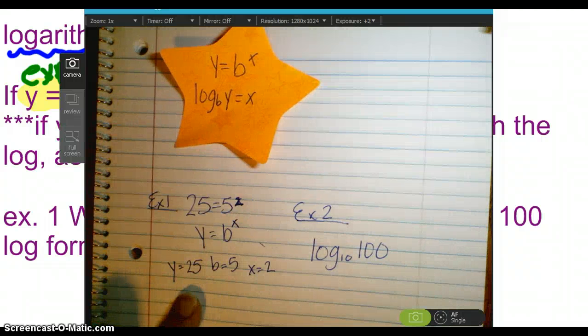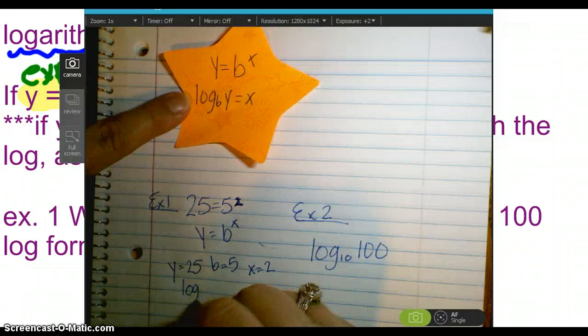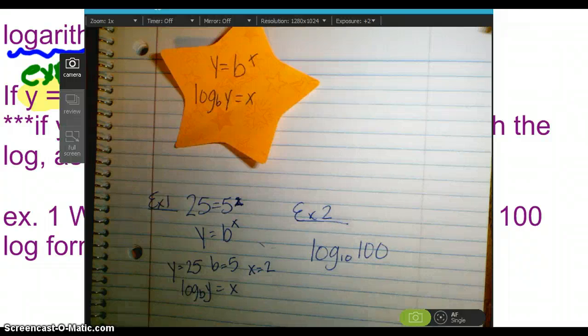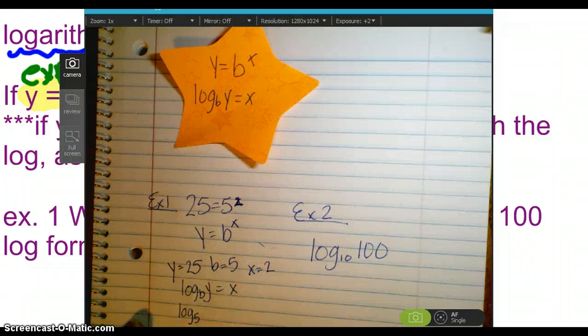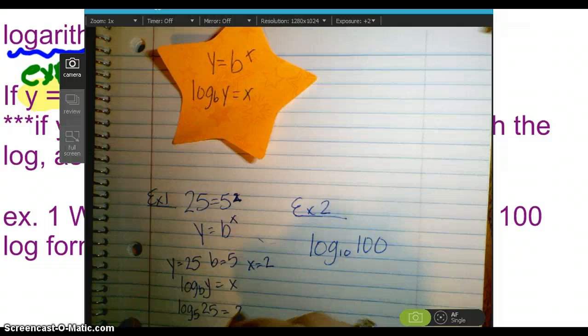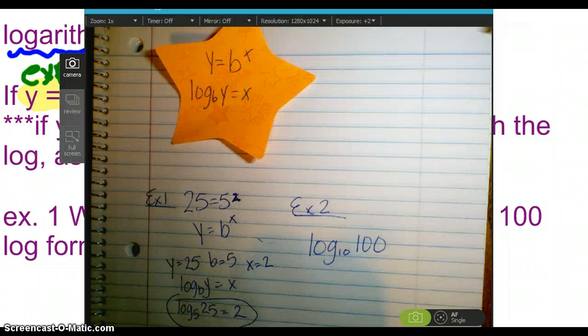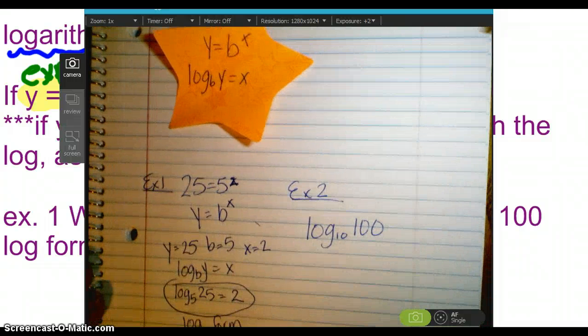Now, when I'm looking at this problem, if I find out what y, b, and x are, I want to change it and put it into log form. So I have log base b of y equals x. B I know is 5, so this is going to be log base 5. Y is 25. And x is 2. So this right here is log form. That's going to be the big focus of where we're going.